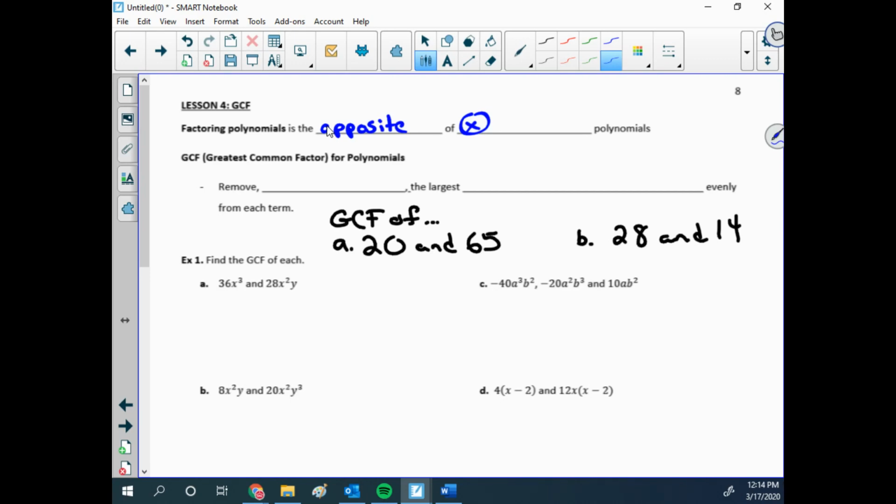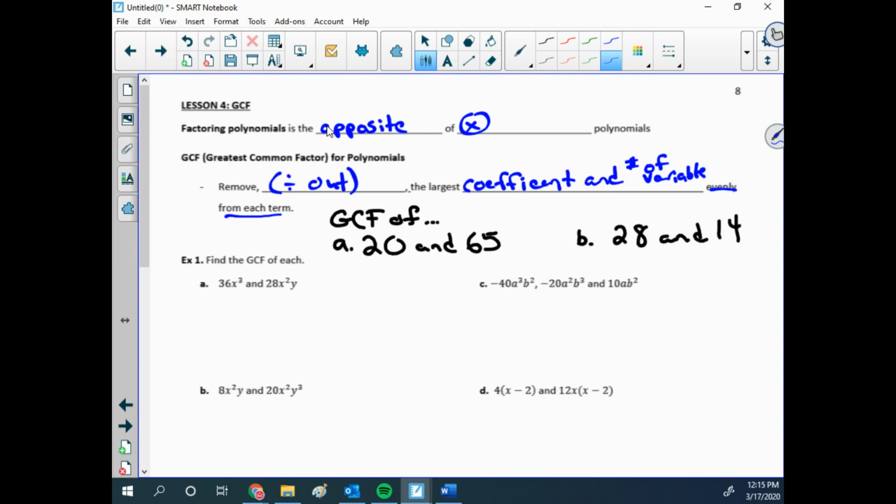So what we're looking at today is factoring via taking out a greatest common factor. And so when I'm taking out a greatest common factor, when I say remove, what I mean is we are actually dividing out the largest coefficient. So I'm going to divide out the largest coefficient and the largest number of variables that can be removed evenly from each term.